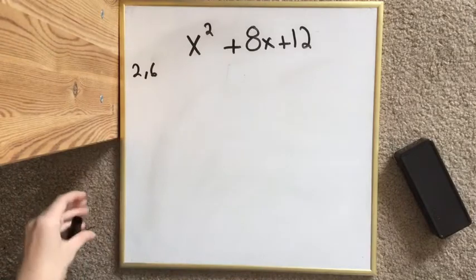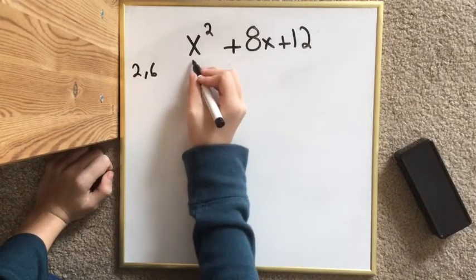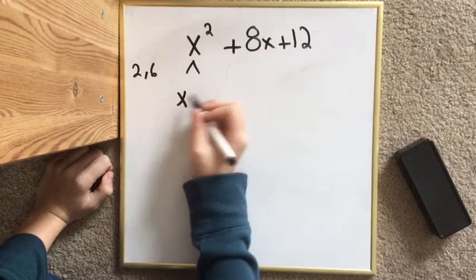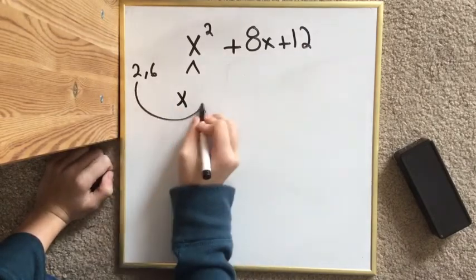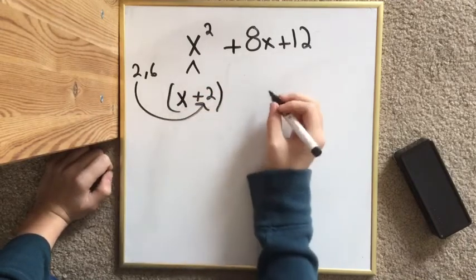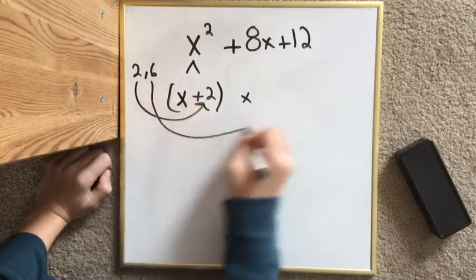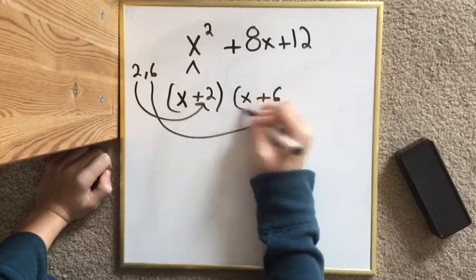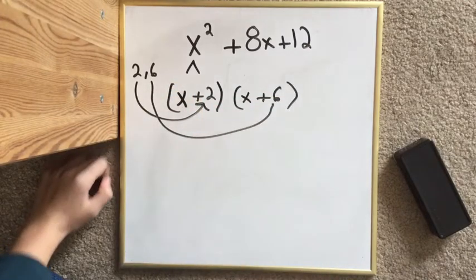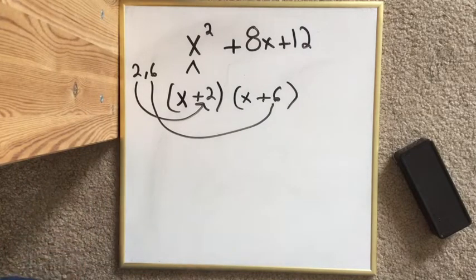Okay, so what we're going to do, we're going to take this x squared, okay? And remember, we want an answer that we can FOIL, so we're going to split it into x plus 2 times x plus 6, because it's a positive 6, so it's plus 6, not minus 6. Okay, so I don't know why it's in slow-mo there.